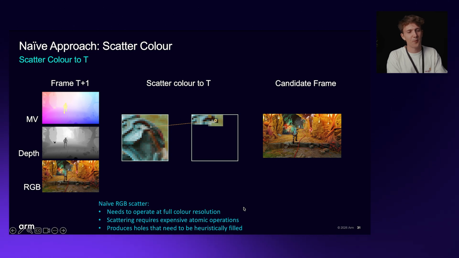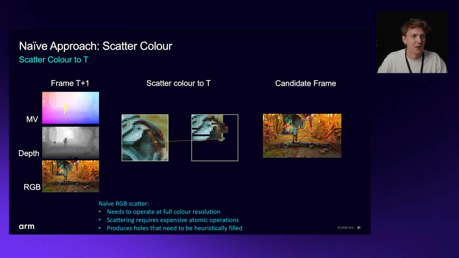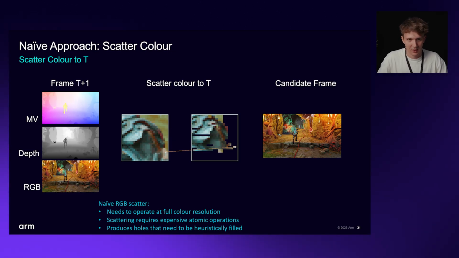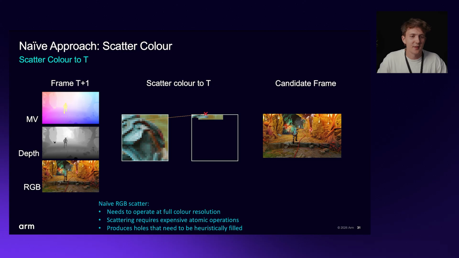The first is that with this naive scatter, you have to operate at full color resolution. So you have to move full high resolution color from T minus 1 to T. If you do it at low resolution, you start to lose your nice high res detail. And so this means it can be relatively expensive. Additionally, when we get these collisions where multiple pixels write to the same position, we need to use expensive atomic operations to resolve this. So doing a full resolution atomic operation scatter means that it can be quite expensive.